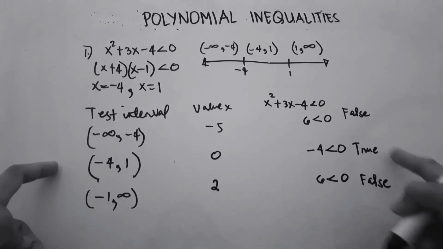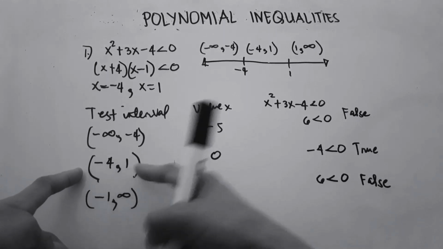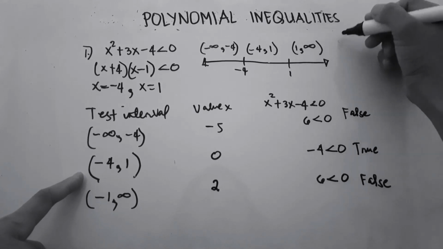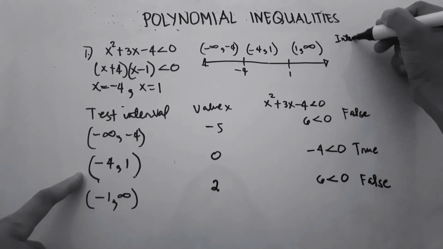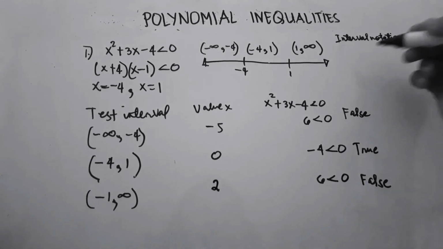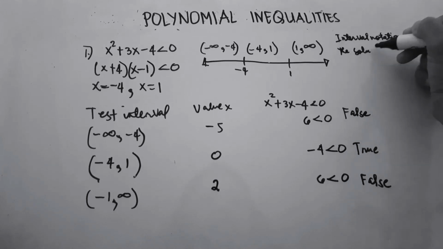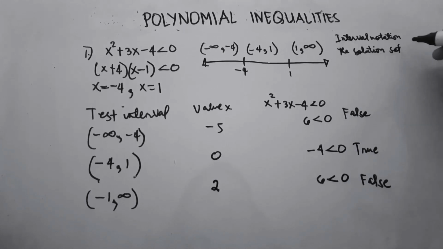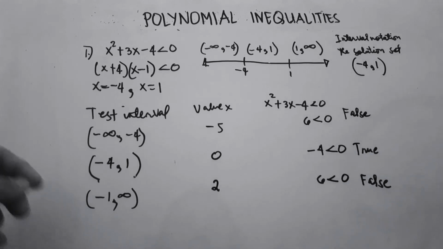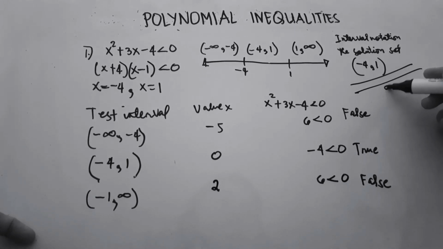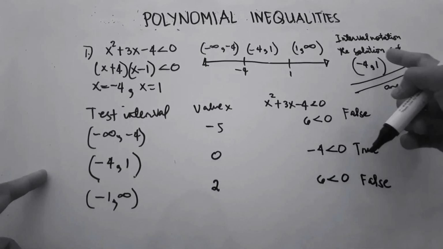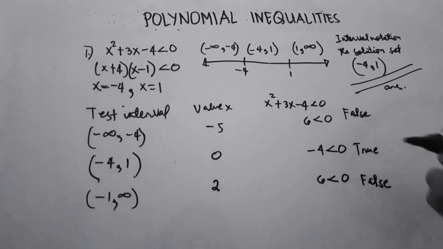Then this statement in interval notation: negative 4 and 1 are the critical values, so the solution is the interval from negative 4 to 1. And this is our answer.